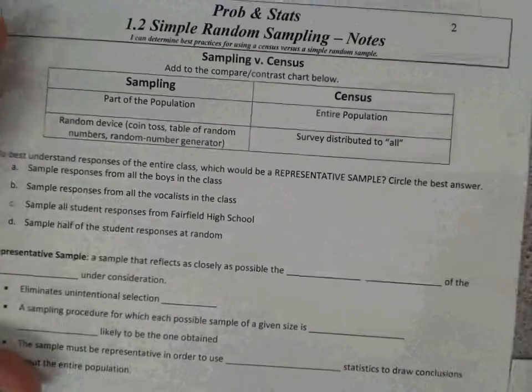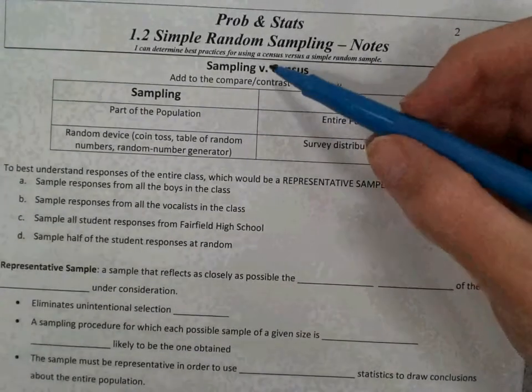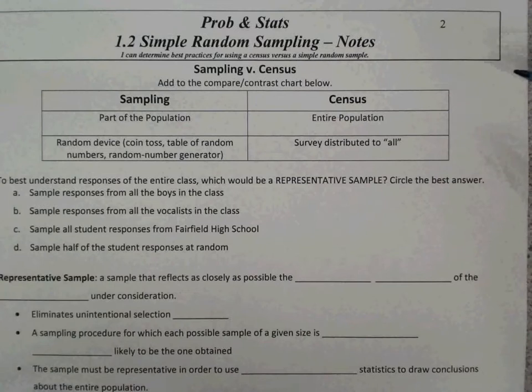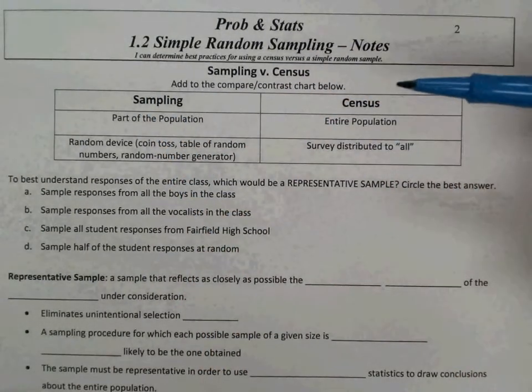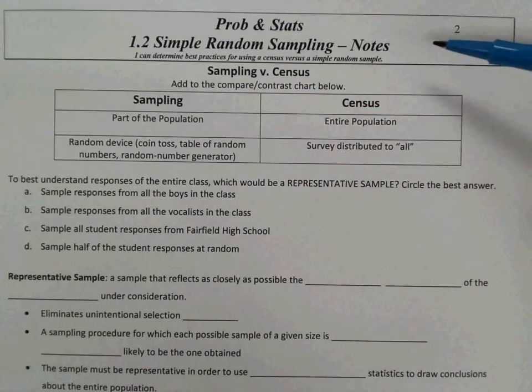Hello, this is 1.2 notes on simple random sampling. This is page 2, and we'll get to page 3 as well. Our goal for this lesson, continued from page 1, is to be able to determine best practices for using a census versus a simple random sample.